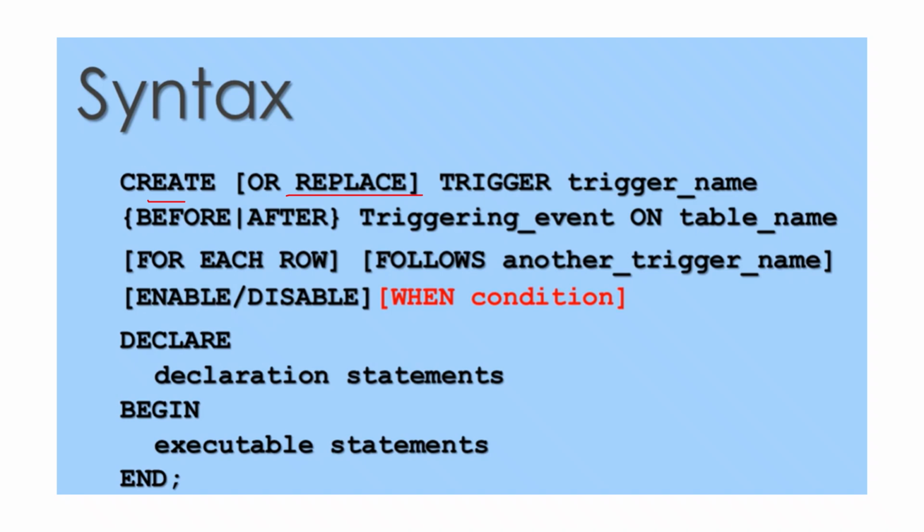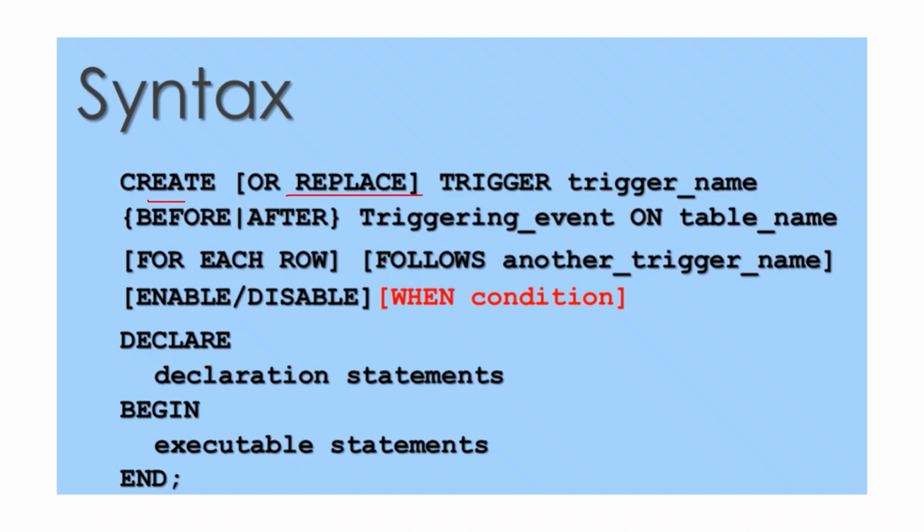And trigger is a keyword, so in the syntax we give the keyword and the trigger name. Here, before or after, insert or delete, we can mention whether it fires before or after the event. And a trigger event on table name for each row. Follows another trigger name, so we can give another trigger name also. Enable or disable, and the when condition.